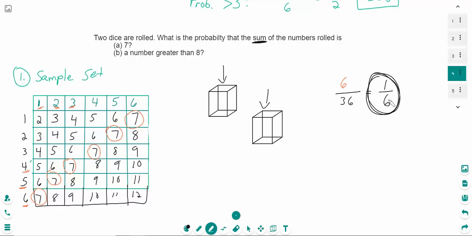Okay, another way to think about this is if I roll these 2 dice 6 different times, in a perfect world, one of those times I would get a 7. That's another way to think of these fractions.